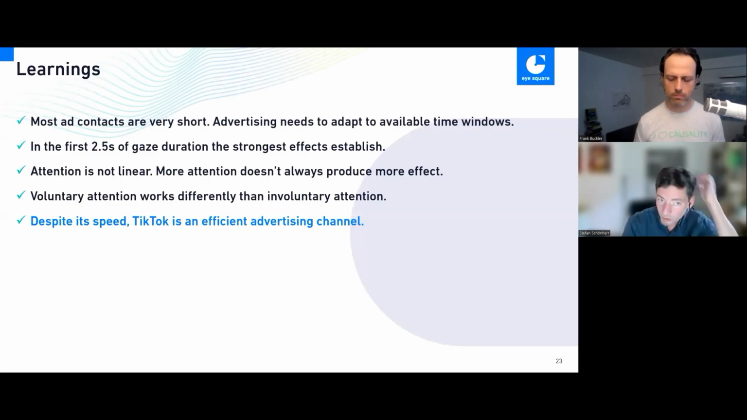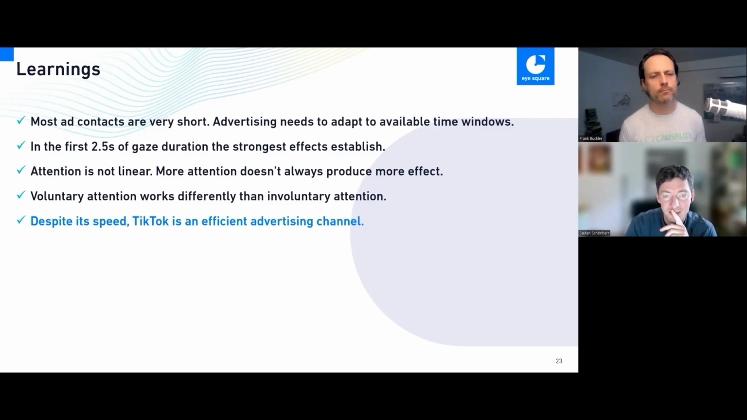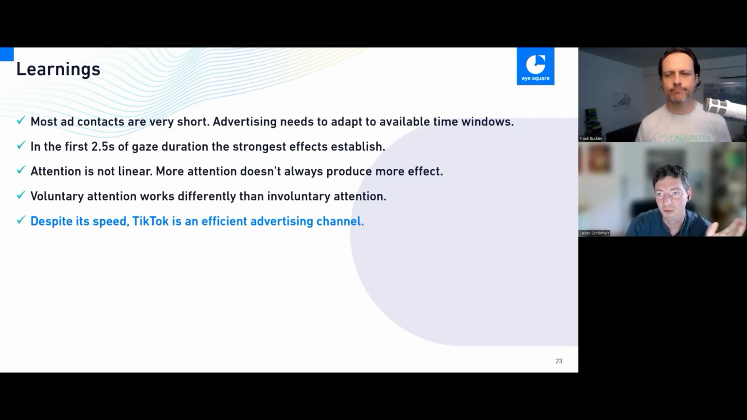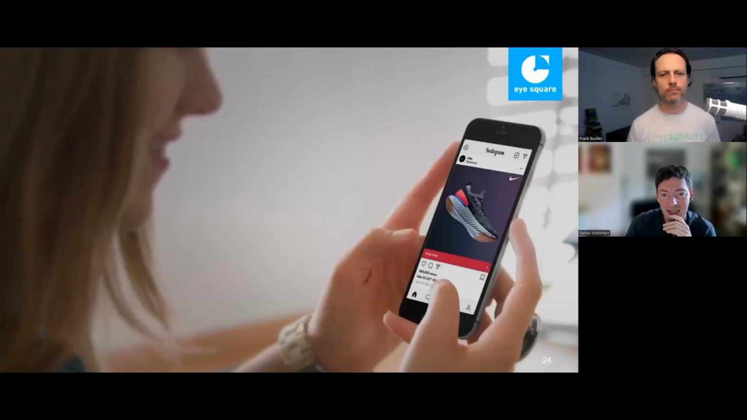All right, so what we learned in this case is that despite its speed, TikTok is a very efficient advertising channel. So now we've learned why Instagram is good, maybe better than YouTube, and why TikTok is good in a certain situation. And YouTube, the thing with the skip button. But to assure you, there's something, of course, that works better on YouTube as well. And that's the next case we can see here.